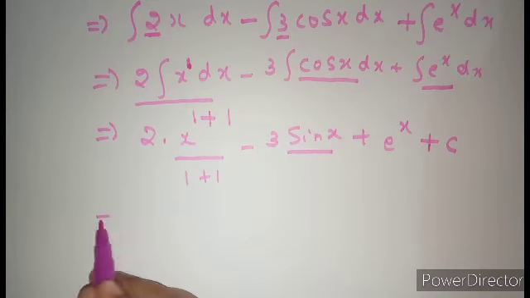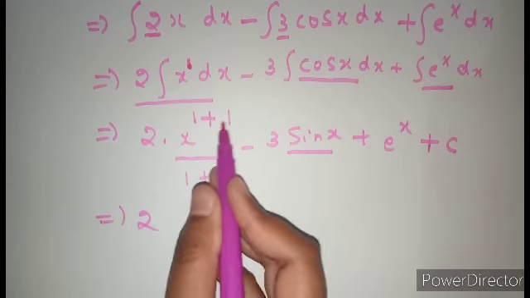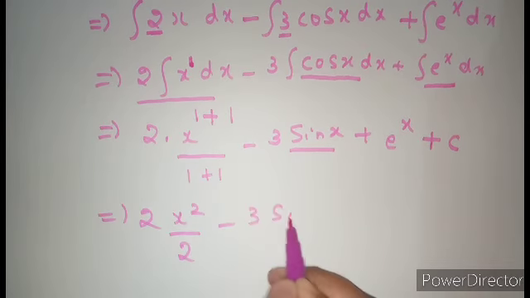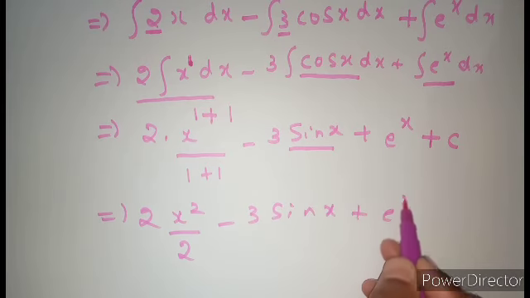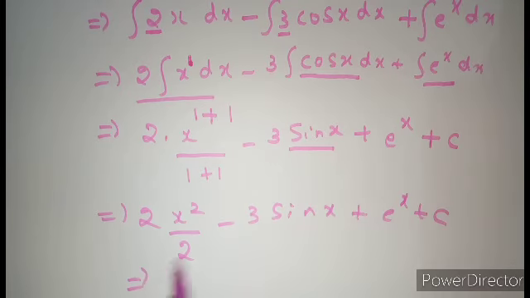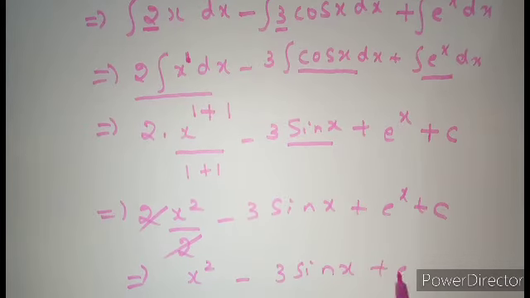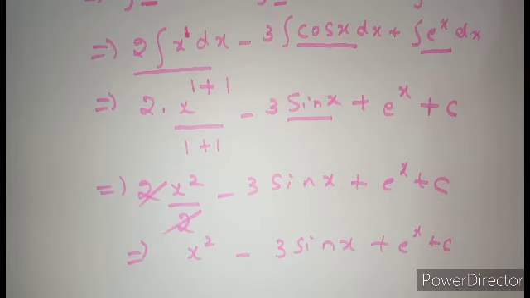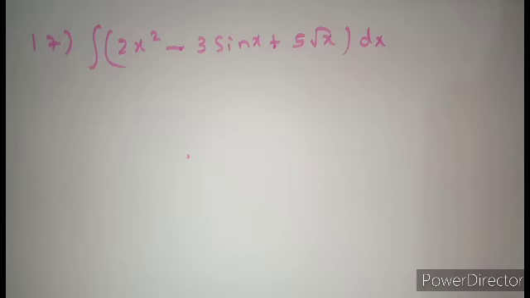Implies 2 x power 1 plus 1 is 2, x power 2 upon 2 minus 3 sin x plus e power x plus c. These two get cancelled, so we are left with x square minus 3 sin x plus e power x plus c. So this completes the 16th question of exercise 7.1. Let's move on to the 17th question. So here is the 17th question.